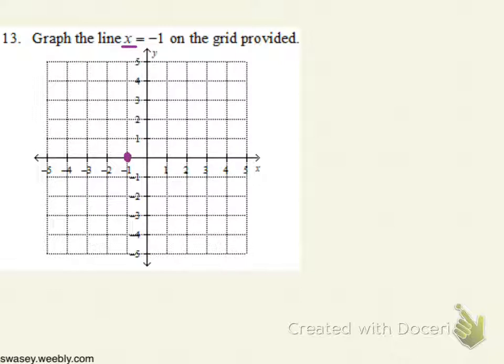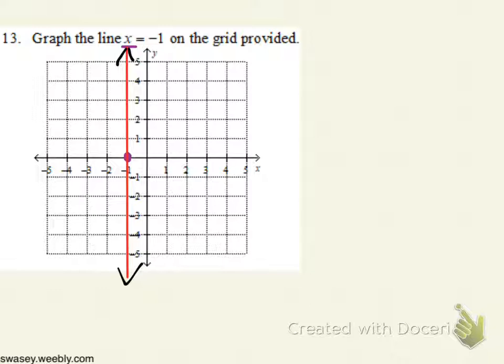And then when you only have one variable, it's either going to be vertical or horizontal. In this case, it's going to be vertical. If it's x equal to a number, it's vertical. If it's y equal to a number, it's horizontal.